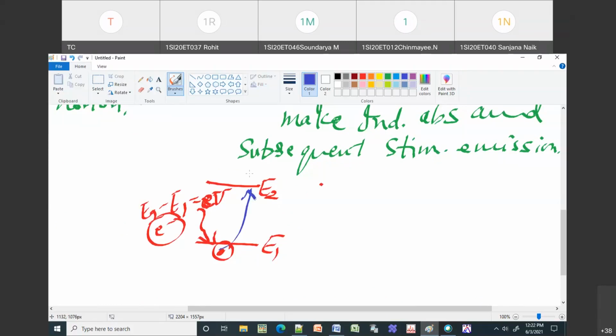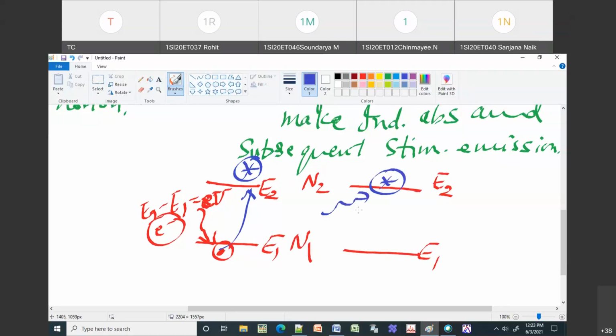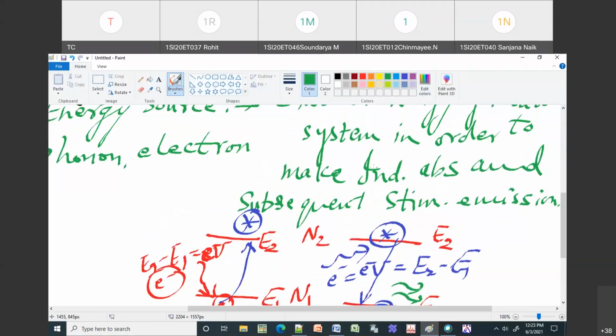Okay, so then this atom is going to absorb this energy and go to the excited state. Now we take this atom which is already in the excited state, and we again send one more electron of the same energy, eV equal to E2 minus E1. In that case, this atom will come down to the ground state, and in this process it will give out two photons which would be coherent, which is nothing but your stimulated emission. This is why I wrote induced absorption and subsequent stimulated emission.